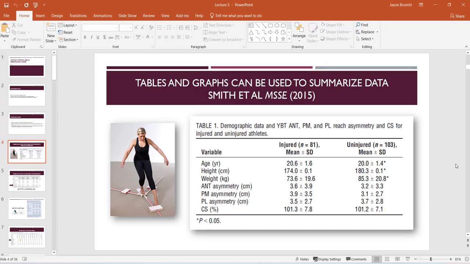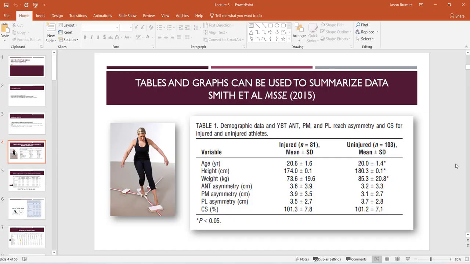So here's an example of a table from an article by Smith et al., published in Medicine and Science in Sport and Exercise. And this shows data from looking at a population of Division I athletes who performed the Y balance test. And I'd like to highlight this here because the Y balance test was created by a Rocky Mountain University graduate. So here is a breakdown.